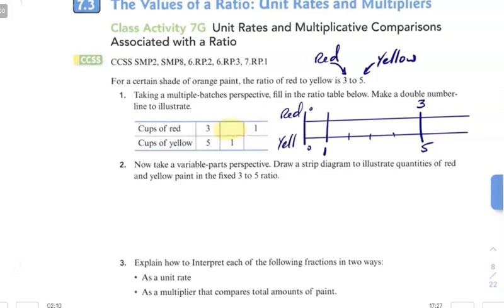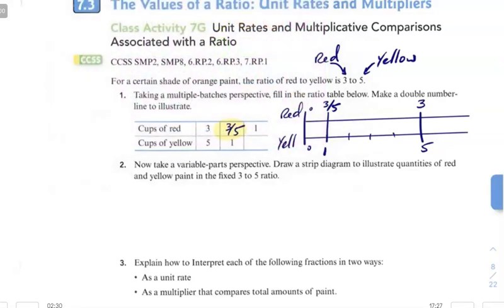Now, how much red do I need? Well, I took 1/5 of 3. So it's 3 divided by 5. So it's 3/5. Right? So I need 3/5 cups of red for every cup of yellow.